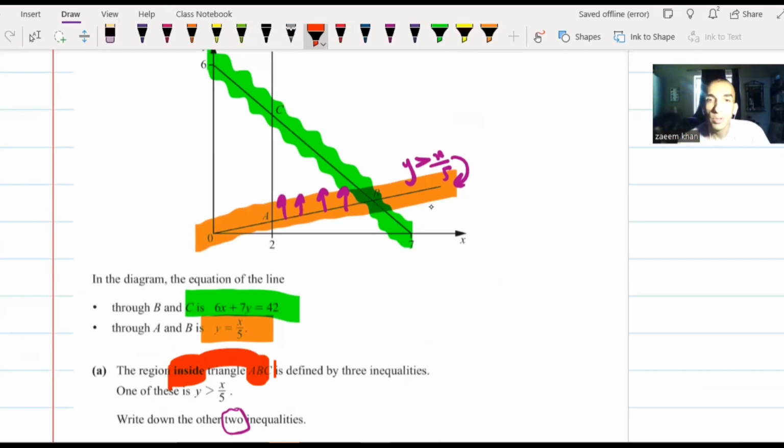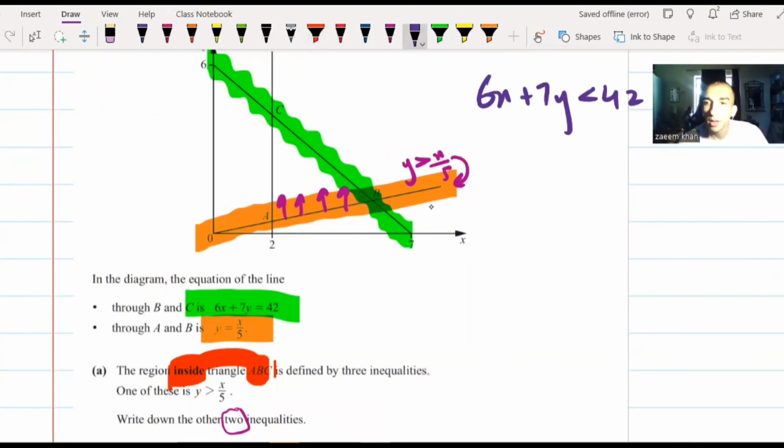So if I were to ask you to identify the green line, what's the equation of the green line? 6x plus 7y equals 42. Are we supposed to stay below that green line or above that green line to stay inside the triangle ABC? Below. So what's the symbol going to be, greater than or less than? Less than. So 6x plus 7y is less than 42. That's your second answer.